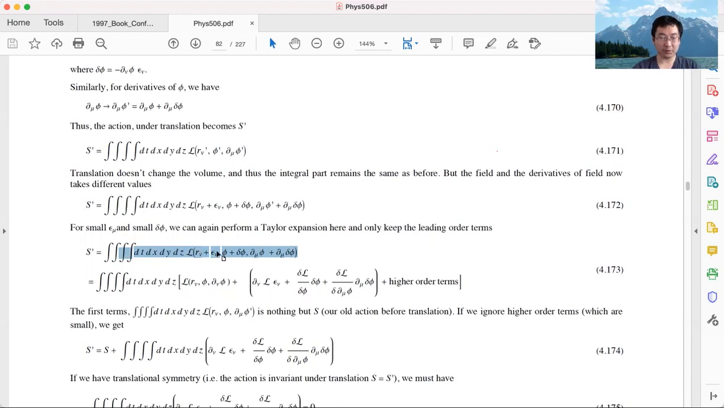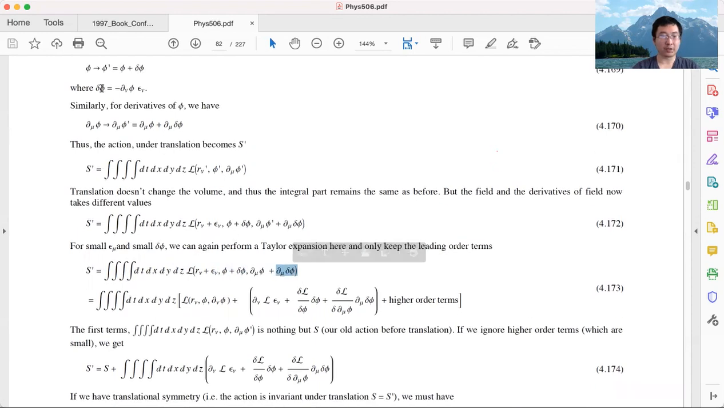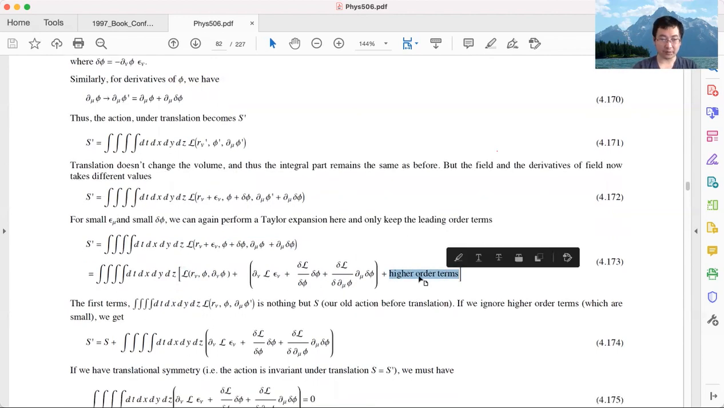So this is my new Lagrangian, and epsilon is a small quantity. We assume it's a small translation. If epsilon is small, delta phi will be small. Gradient of delta phi will also be small because delta phi and gradient of delta phi both are proportional to epsilon. If these are small, we can do a Taylor expansion, for small epsilon, small delta phi, small gradient of phi. We have the zeroth order term, we have the linear term, and we have higher order terms. Higher order terms we will ignore because we are assuming this is a small deformation.